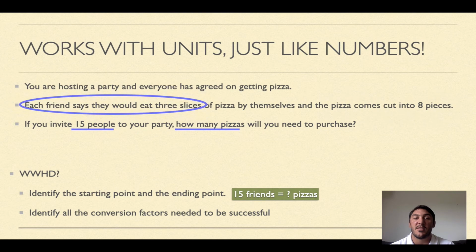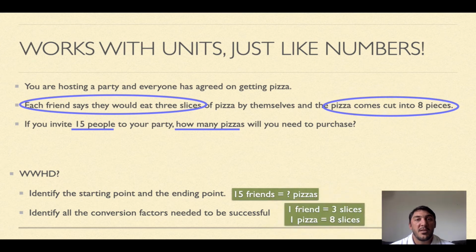Each friend says that they'll eat 3 slices of pizza. That's a conversion factor. And each pizza has 8 slices in it. That's another conversion factor. So I know that 1 friend equals 3 slices and 1 pizza equals 8 slices.